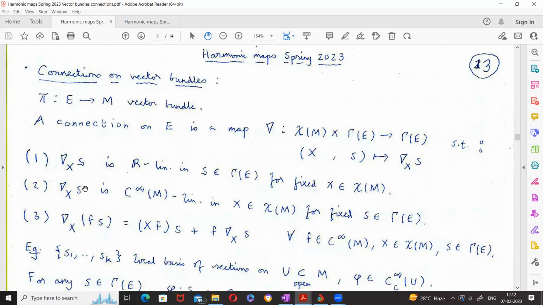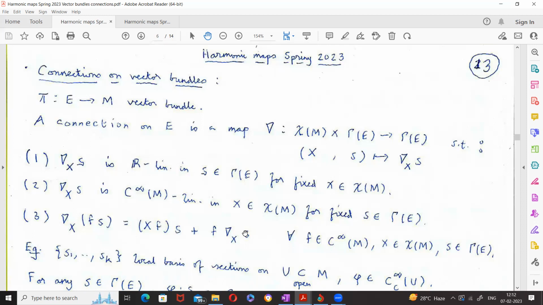Okay. And thirdly, we should have the Leibniz rule, right? Acting on sections, this should be a differential operator for a fixed X. So the Leibniz rule will be that nabla X of F times S, where F is a smooth function on M, S is a section of E. This should be, so first you apply X to the function F. So this will be XF into S, all right? Plus, then you apply X to the section S, F times nabla X of S, all right? So this is the Leibniz rule. Is this clear?